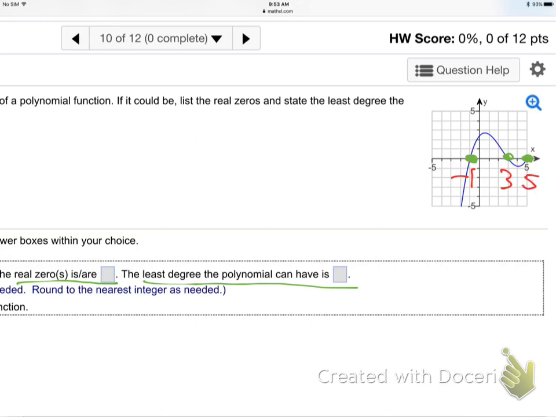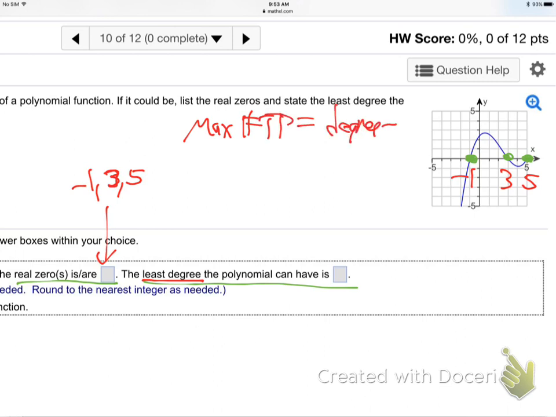Those are the zeros, right? Just where it hits 0. So they just want you to list those: -1, 3, and 5. Like that, just list them with commas. Okay, and then what's the least degree? What do they mean by that, the least degree? Well, they mean look at the turning points. Remember the relationship? The max number of turning points, TP, is the degree minus 1, huh? So it's the degree minus 1.